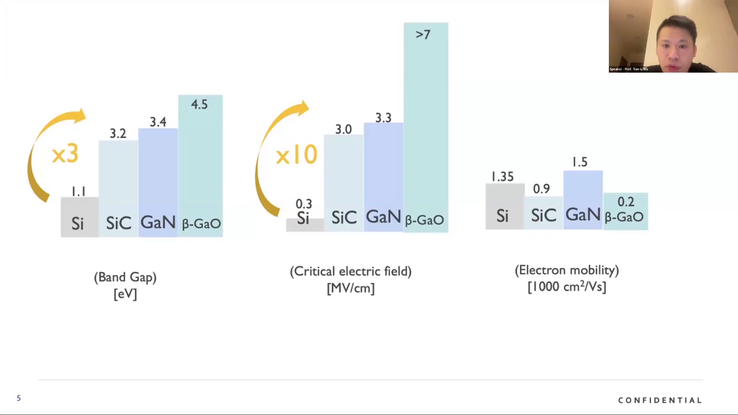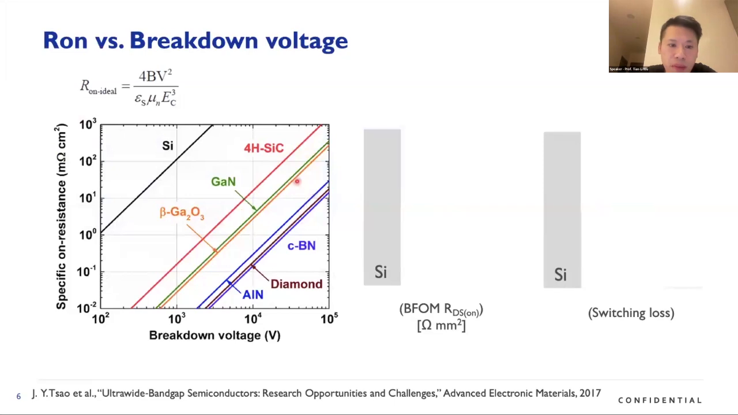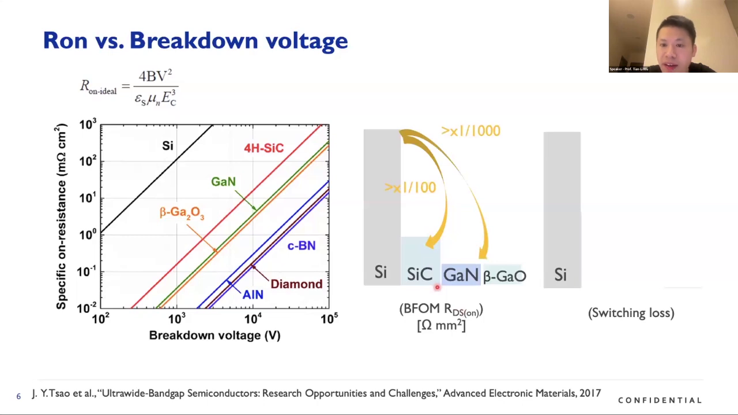So if you put all these material properties into the theoretical calculation, considering the on-state resistance versus breakdown voltage, generally we can see the silicon limitation is around here, silicon carbide is here, and gallium nitride and gallium arsenide are all around here. So what we can find is that at the same specific application voltage, silicon carbide has 100 times lower on-resistance, and gallium nitride and gallium arsenide have 1,000 times lower on-resistance compared to silicon devices.